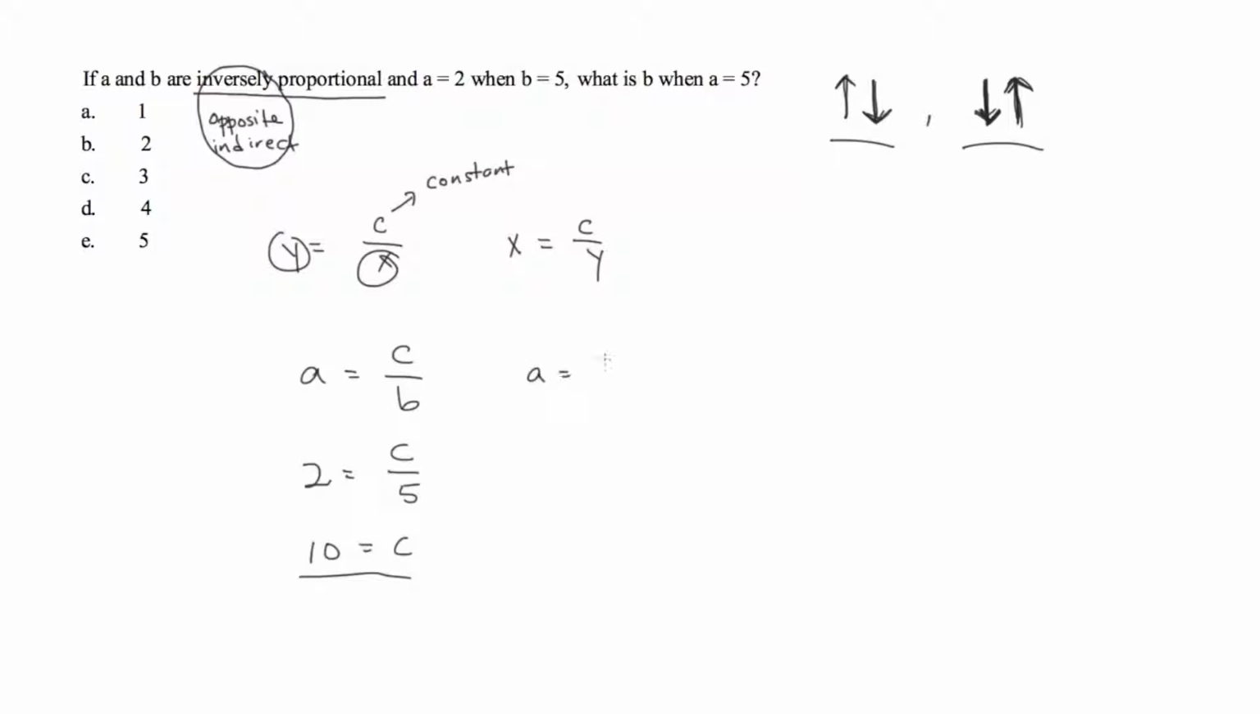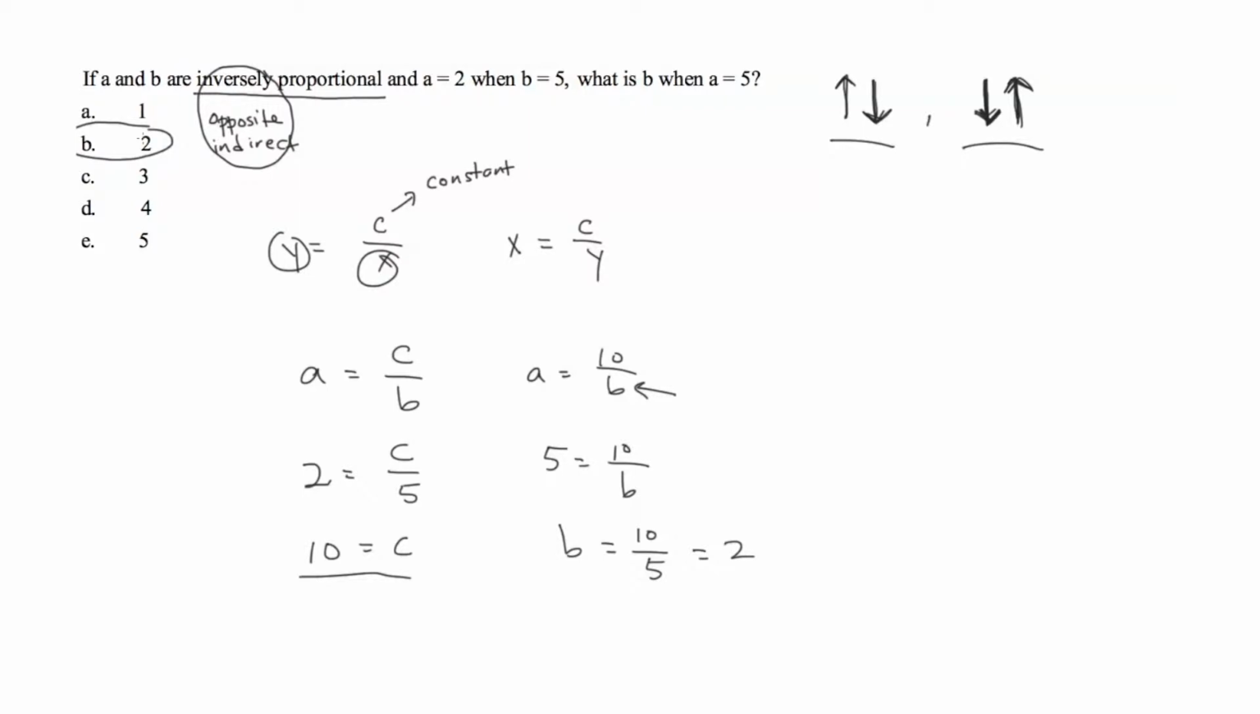So again, we use the same equation, but in this case, we found c to be 10. So we have a is equal to 10 over b. And we're trying to solve for b when a is equal to 5. So 5 is equal to 10 divided by b. Multiply b on both sides and divide 5 on both sides, we get b is equal to 10 divided by 5, or b is equal to 2. So the final answer is b equals 2.